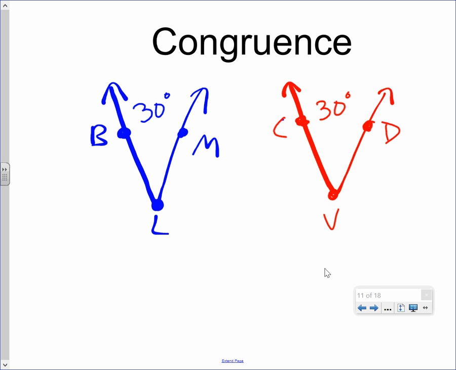Two angles that measure the same. Do these two angles measure the same here? Yeah, they're both 30 degrees. Exactly. Now, watch this.